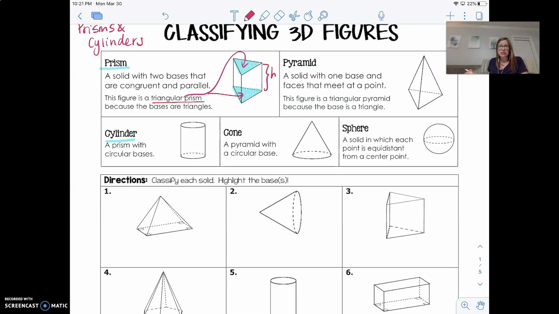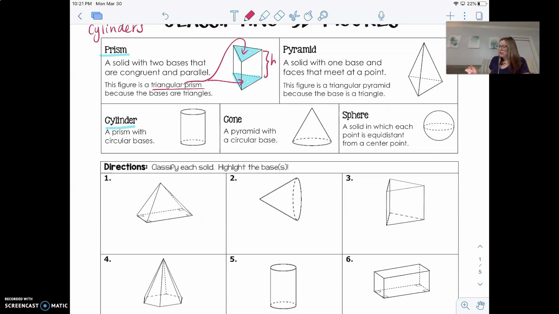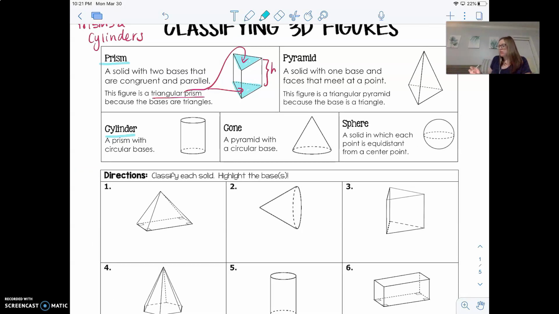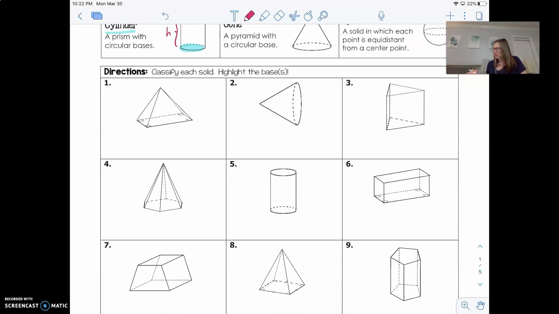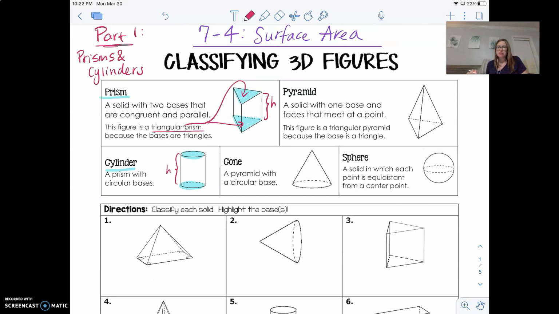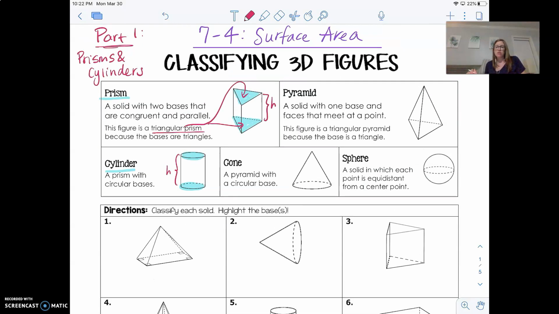A cylinder is just like a prism, but instead of having two bases that are polygons, which means they have edges, the two bases are circles. That's it. Cylinders are super easy. You'll see. The height, just like a prism, is going to be the distance between the bases. So there's my height for that one. Okay, let's take a look at just a few of these, where I'm skipping pyramid and cone for now. That's going to be a part 2 video, and sphere is a whole other lesson.